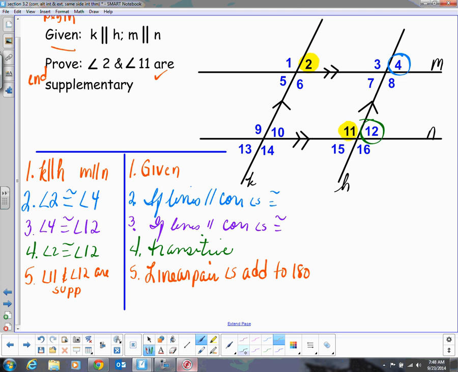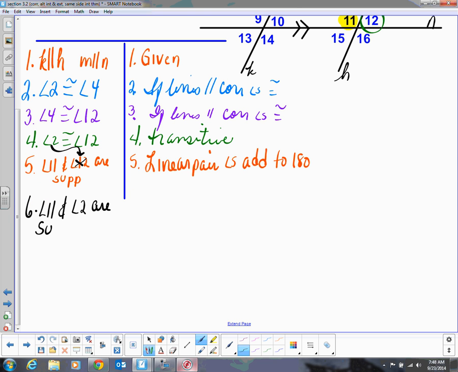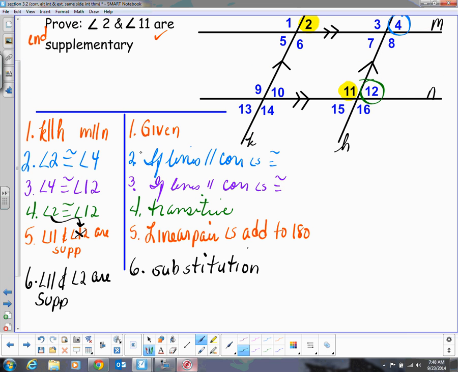All right. So if we know that 2 is congruent to 12, and we have 12 down here, what can we do? Right, we can remove 12 and put 2 in its place. So that means angle 11 and angle 2 are supplementary. And what did we do to get that? Substitution. We can't use transitive because it is not all congruence. Am I where I needed to be? That means we can stop.